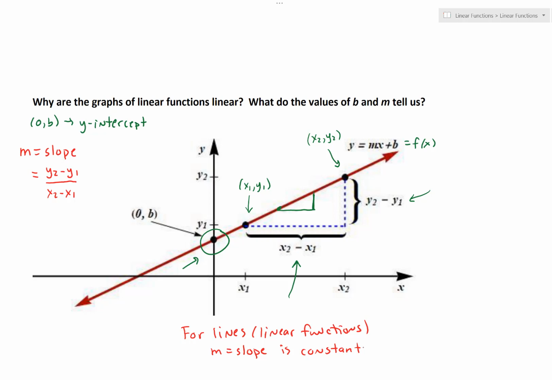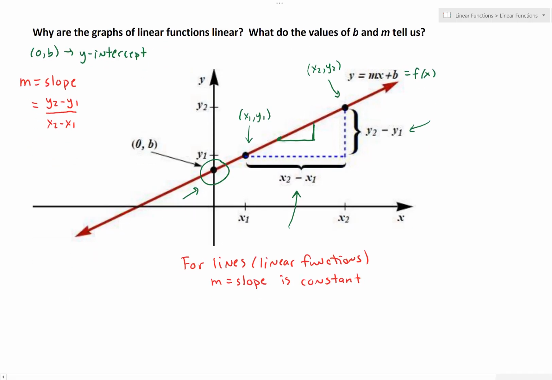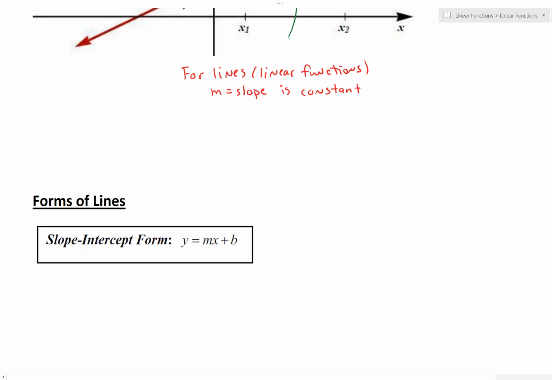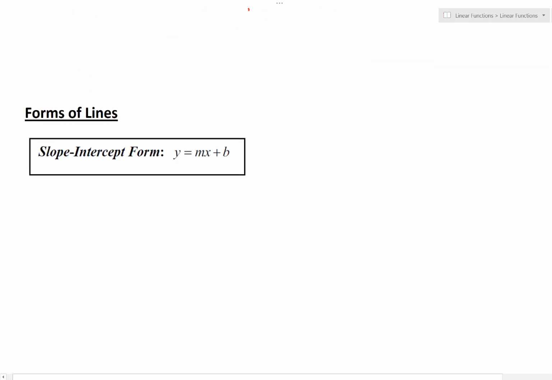So it's a really important underlying concept behind a linear function is this idea that they are linear, their graphs are lines, and as I move from left to right, how far have I gone up or down? The same amount, no matter what interval I pick. Constant slope. So it's a pretty nice idea here. Now this leads us to a couple of different forms of lines that we like to refer to.